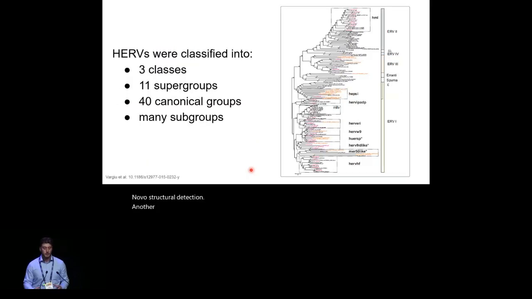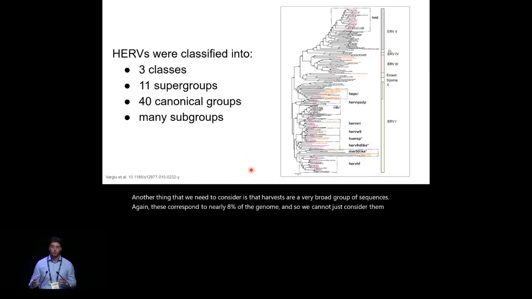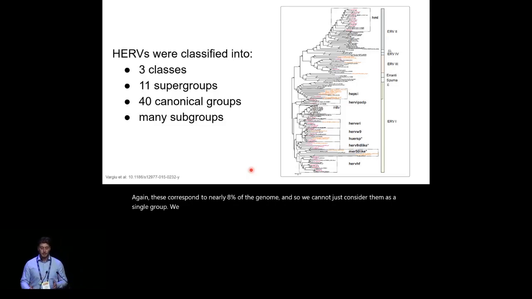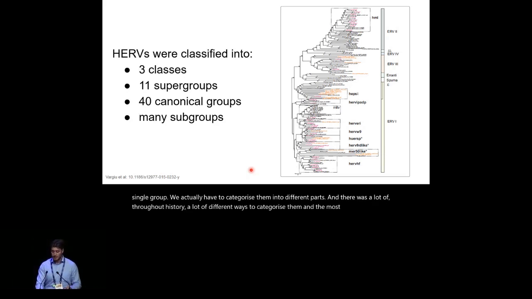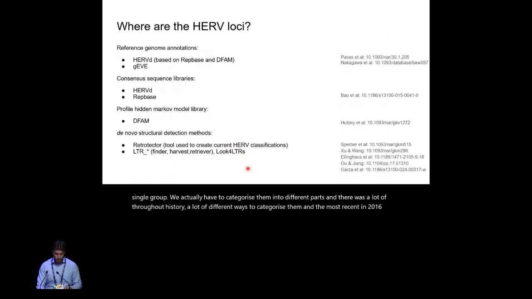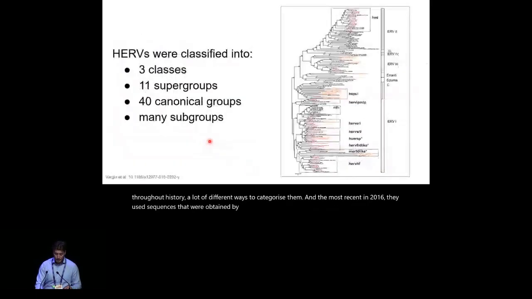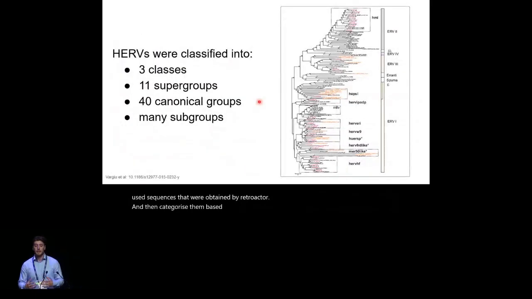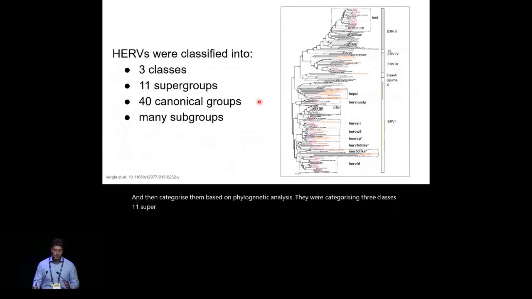Another thing that we need to consider is that HERVs are a very broad group of sequences. Again, these correspond to nearly 8% of the genome, and so we cannot just consider them as a single group. We actually have to categorize them into different parts. Throughout history there have been a lot of different ways to categorize them, and the most recent, in 2016, used sequences that were obtained by Retrotector, and then categorized them based on phylogenetic analysis. They were categorized in 3 classes, 11 supergroups, encompassing 40 canonical groups and many, many subgroups.